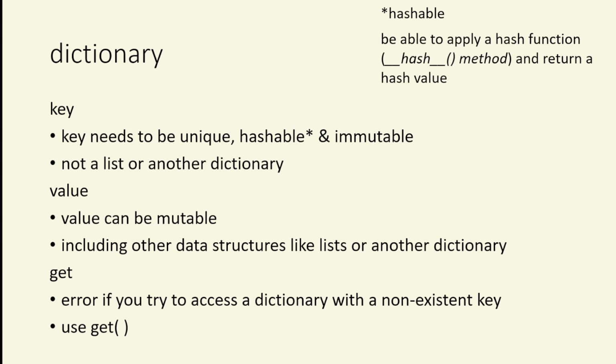So in a dictionary, we have a key and a value, and the key can't be something like a list or another dictionary because they can change over time. The value can be mutable, it can change. So we can use other data structures as values in a dictionary, other dictionaries, lists, etc. One thing that we need to know is if we try to access a dictionary element, like a value, and we use a key that doesn't exist, we get an error message. So rather than have your code crash, we can use a function called get.